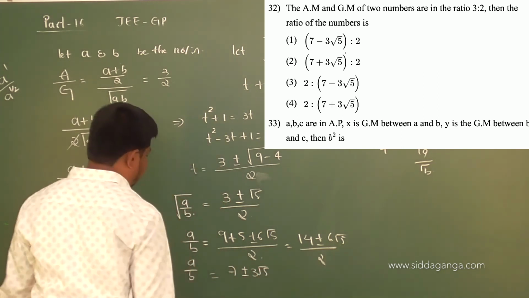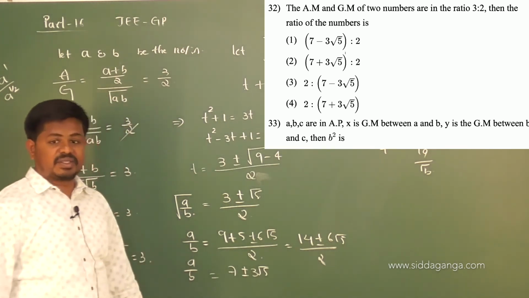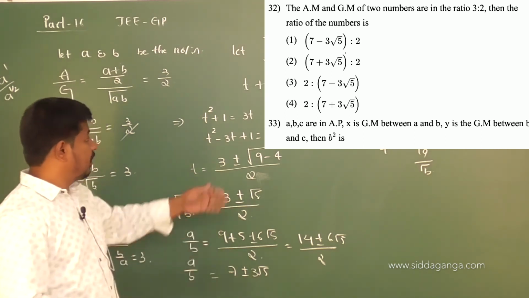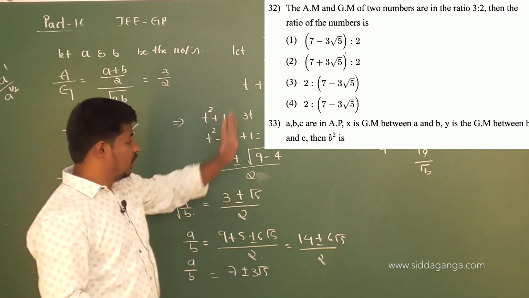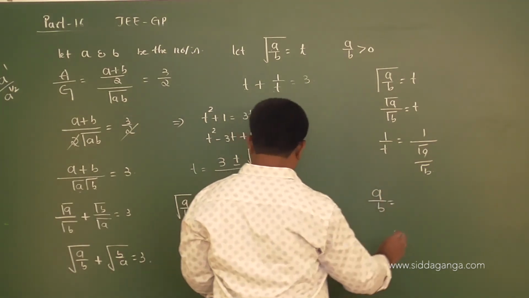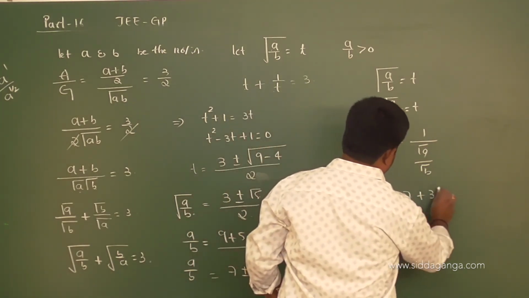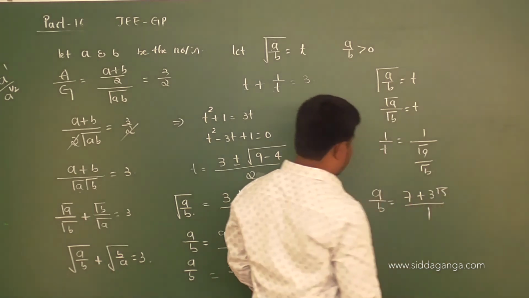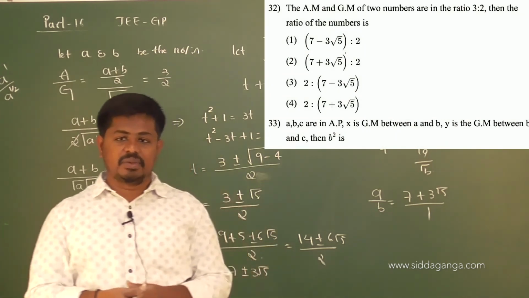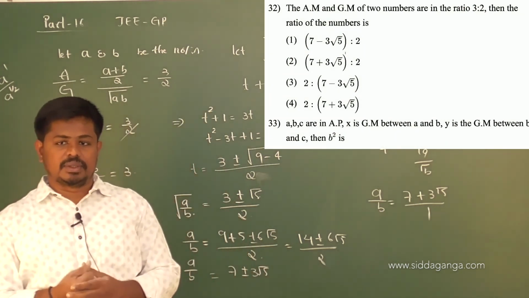So here 7 plus 3 root 5 and 7 minus 3 root 5, we have two values, but 7 minus 3 root 5 is a negative value. You don't take it, because A by B should be positive, because we have taken it in the root. So A by B is equal to 7 plus 3 root 5 by 1. You mean A and B, the numbers are in the ratio 7 plus 3 root 5 is to 1.